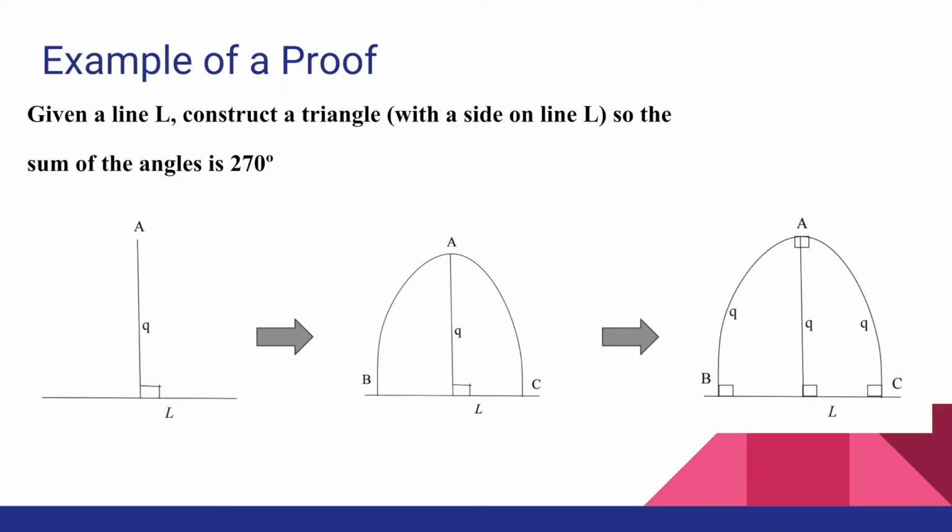Here's an example of a Euclidean proof. So given a line L, you must construct a triangle with one side on L such that the sum of the angles is 270 degrees.